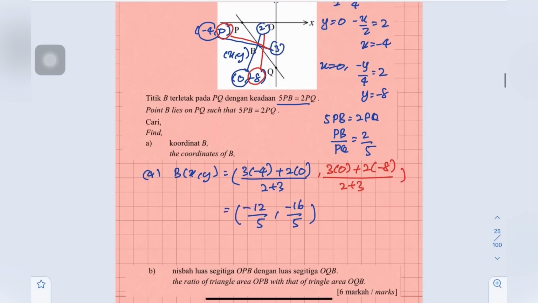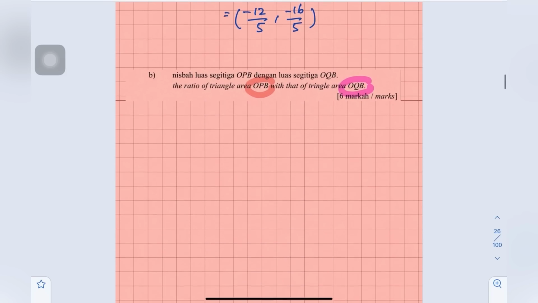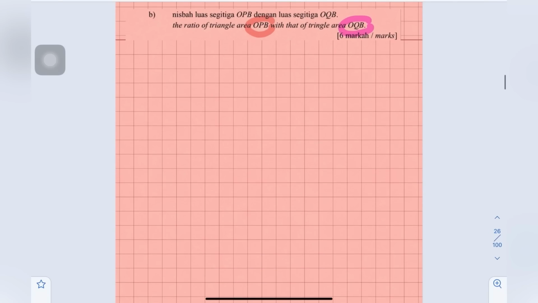Okay, next question B. Find the ratio of triangle area OPB with that area triangle of OQB. Okay, so when we refer the diagram, area of OPB is this one, OPB. Okay, so then area of OQB, this one. So actually we already have the ratio, 2:3. So tapi kalau kita nak cari, kita nak buktikan pun boleh. So now we try to find area of OPB then area of OQB.